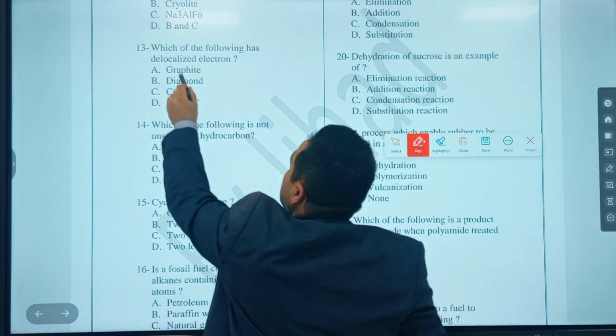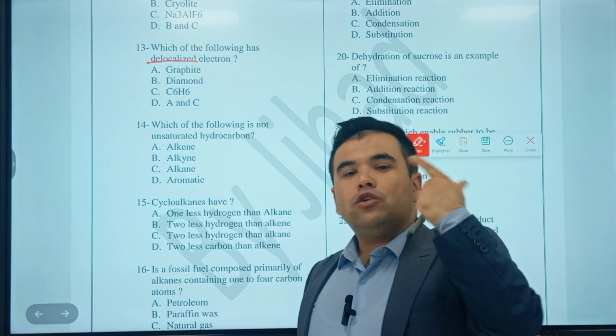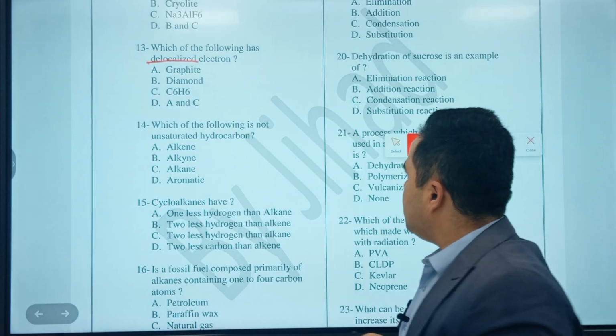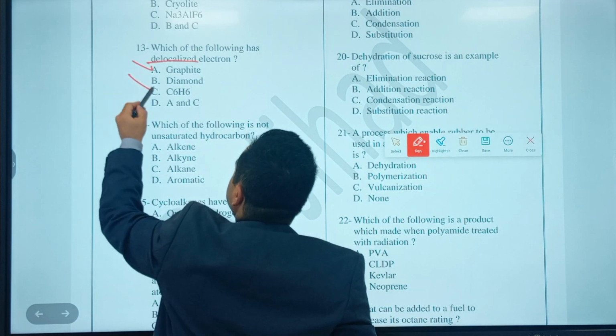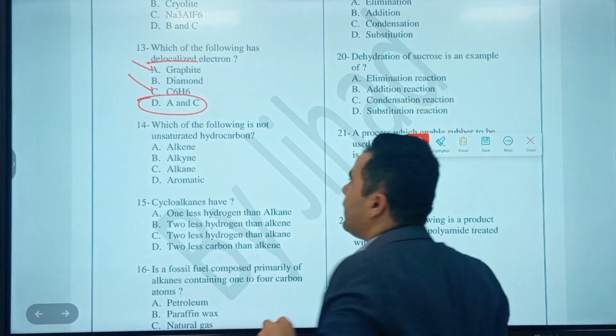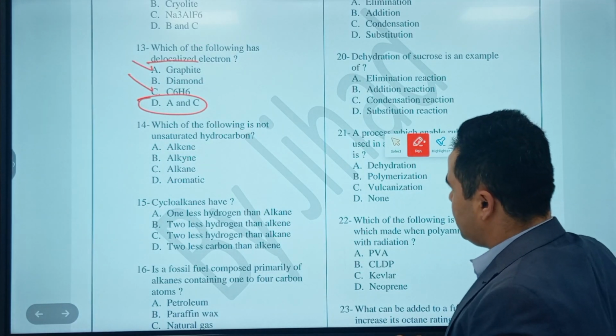Which of the following has delocalized electrons? Benzene and graphite have delocalized electrons. A, graphite, correct, and C6H6 is benzene. AC is the correct answer, which includes both benzene and graphite.